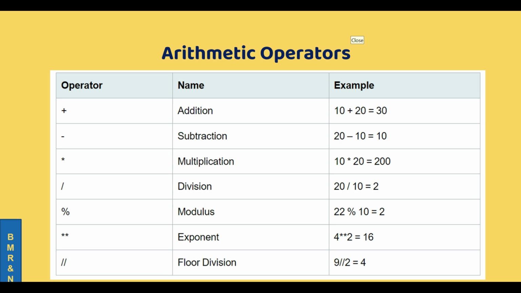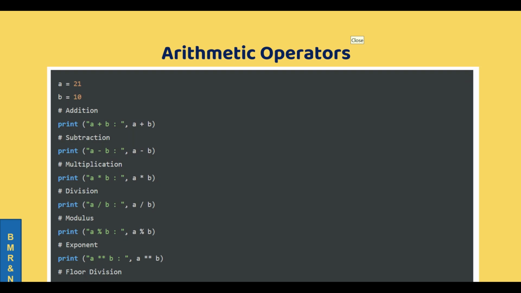And lastly, double forward slash is used for floor division. If we divide 9 by 2, normally the answer should be 4.5. But in this case, it will exclude the fractional part and only show the integral part. So for 4.5, the 0.5 will be discarded and 4 will be displayed. This is a sample example.